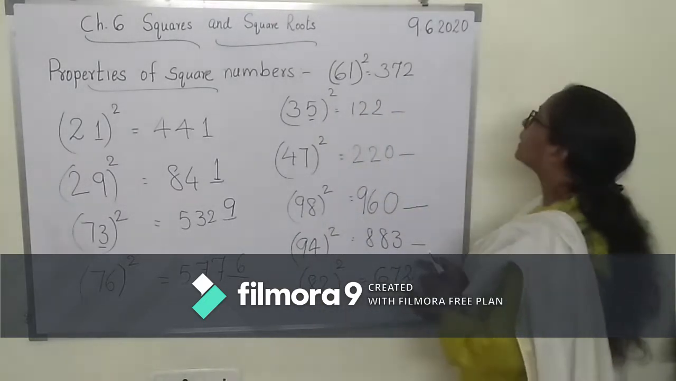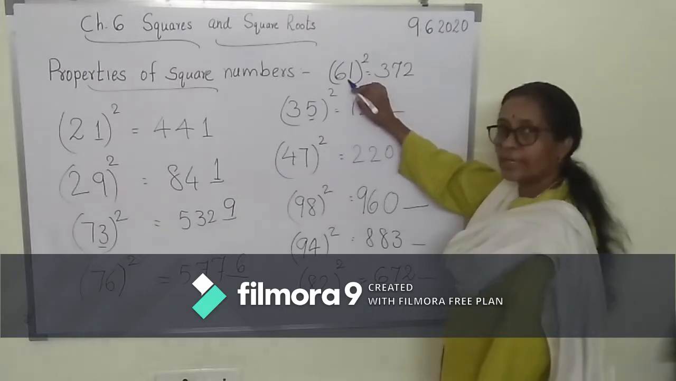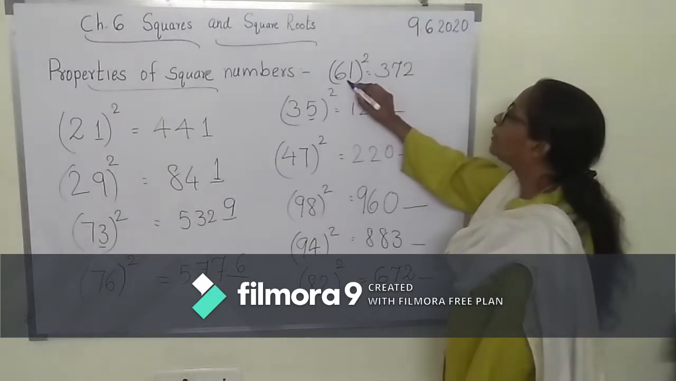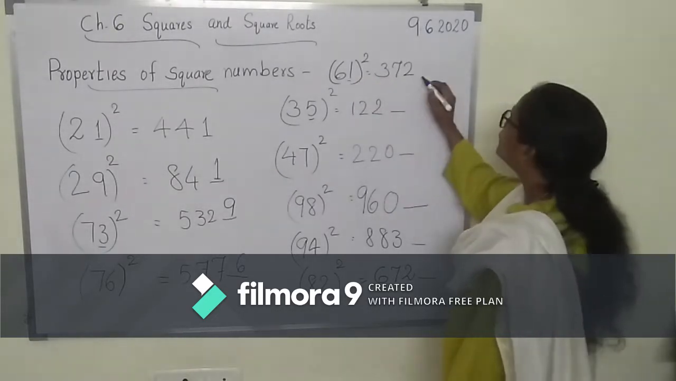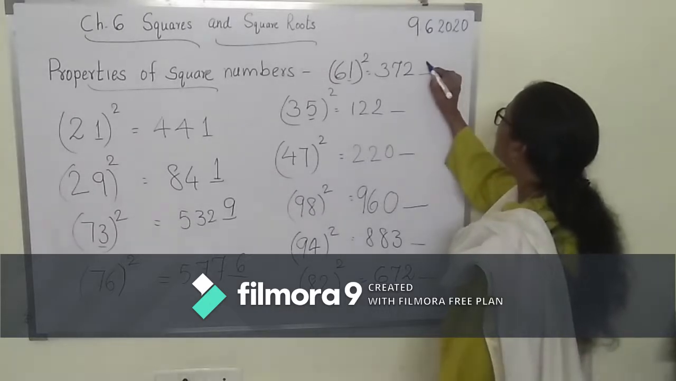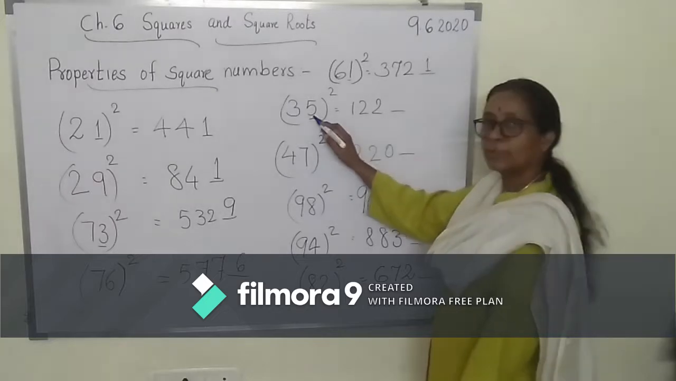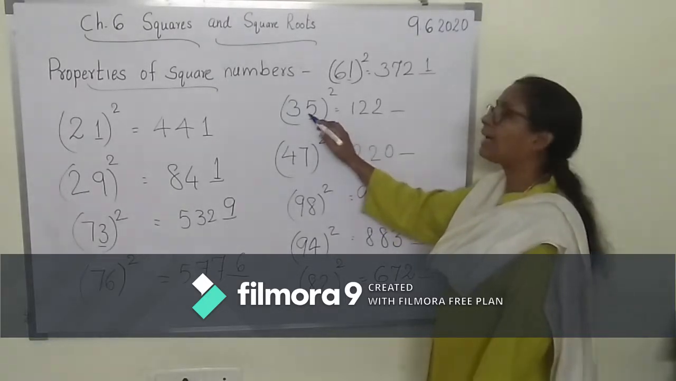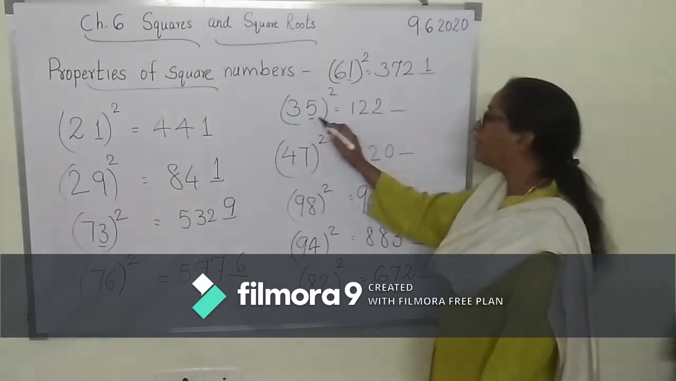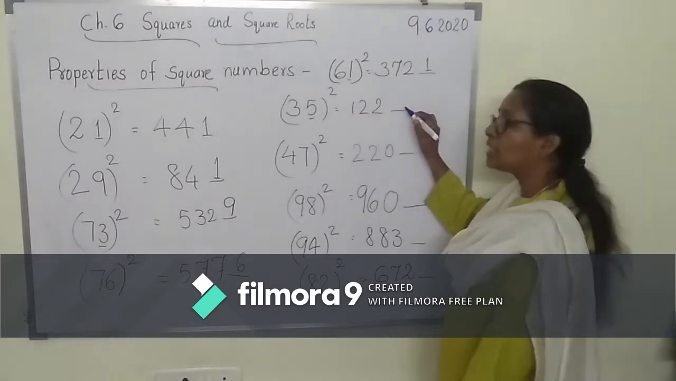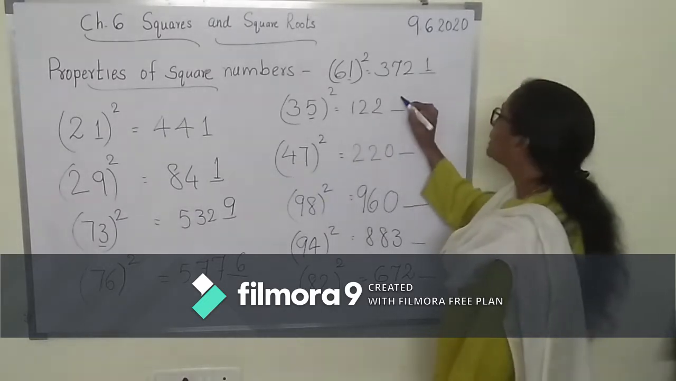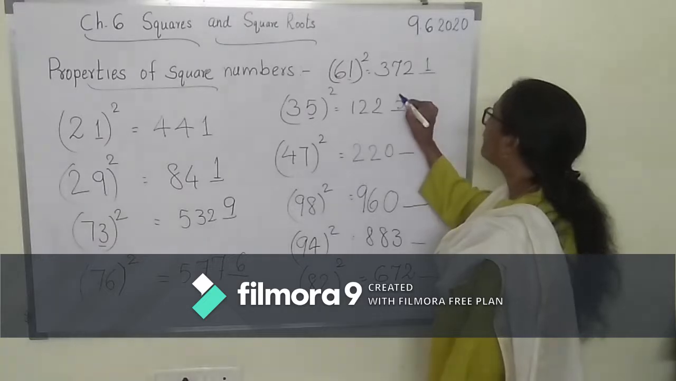Okay. Now here you see 61 square. Unit place is 1. So here the unit place will be 1. Here the unit place is 5. 35 square. So unit place is 5. So here 5 5s are 25. What is the unit place? 5.